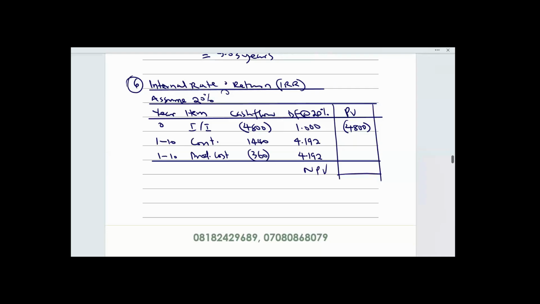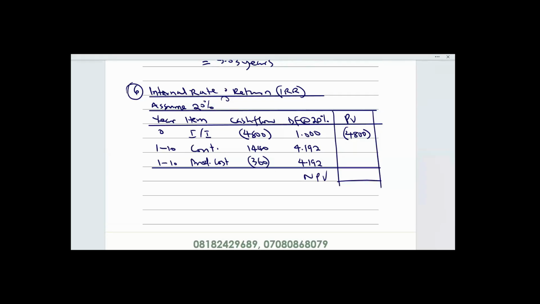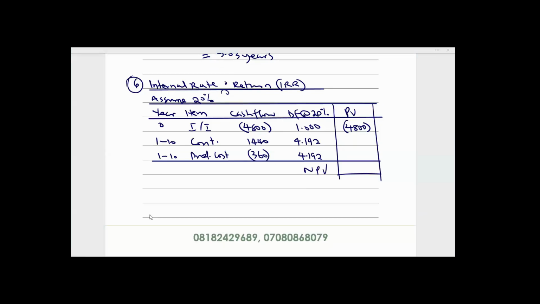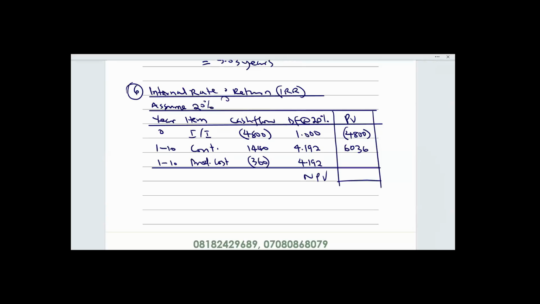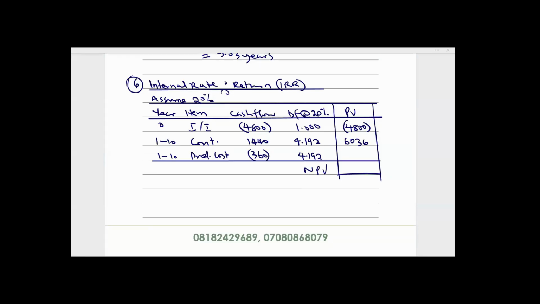So 1,440 multiplied by 4.192 equals 6036. Then 360 multiplied by 4.192 equals 1509, negative.